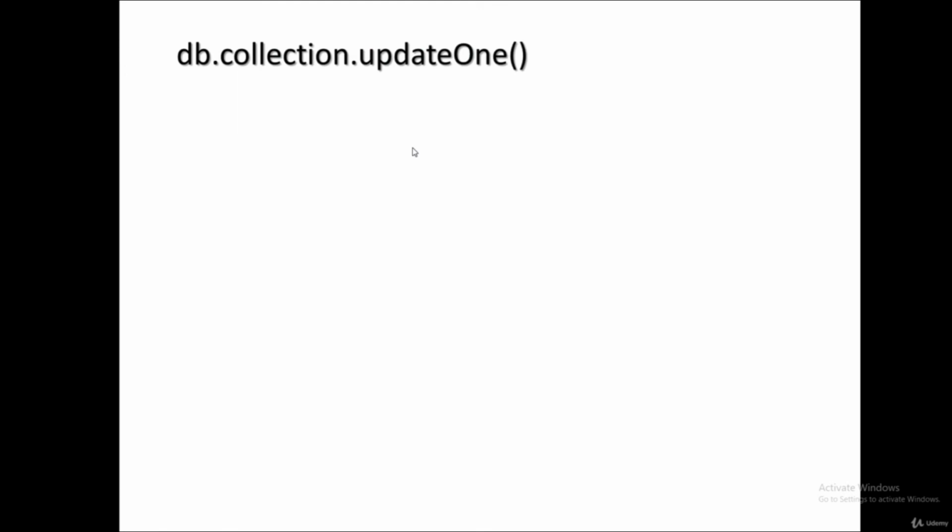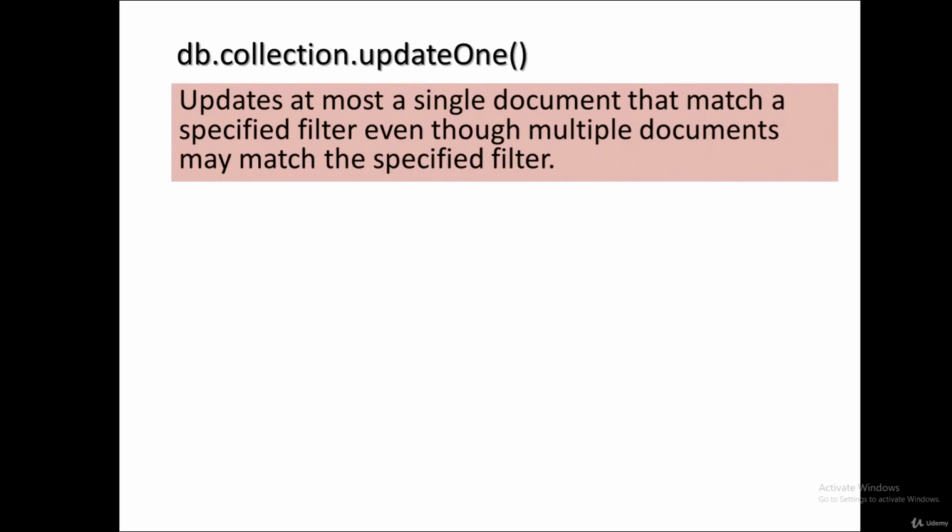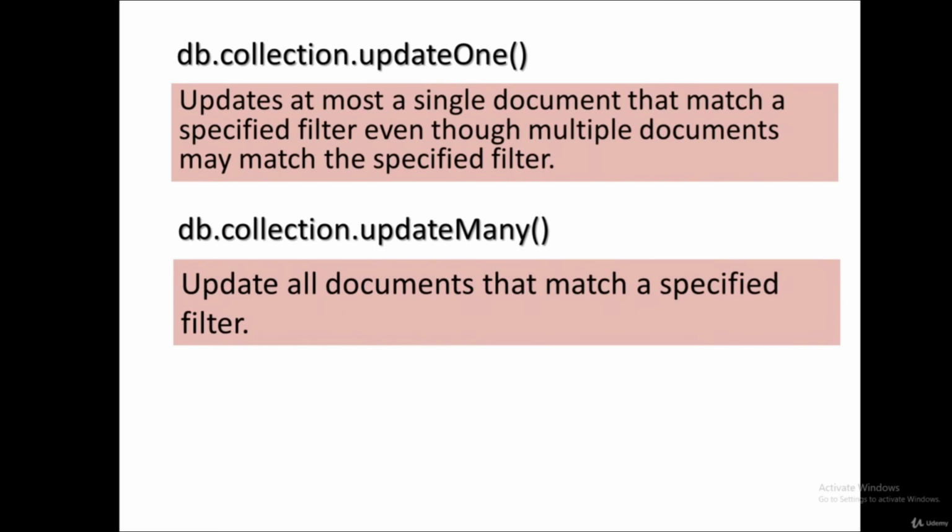The first method is updateOne. The syntax is db.collection.updateOne. This method will update at most a single document that matches a specified filter, even though multiple documents may match the specified filter. Then we will see the second method, updateMany. The syntax is db.collection.updateMany. This will update all documents that match a specified filter.